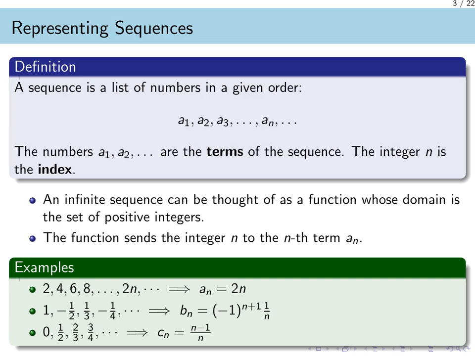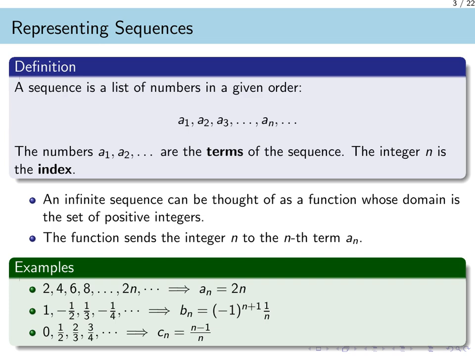Let us formally define a sequence. A sequence is an ordered list of numbers, where each number's value often follows a specific mathematical rule. Each number in the list is called a term, and the integer n that marks its position is called the index. For example, a sub 2 is the second term in the list.